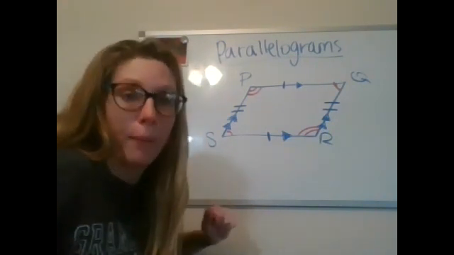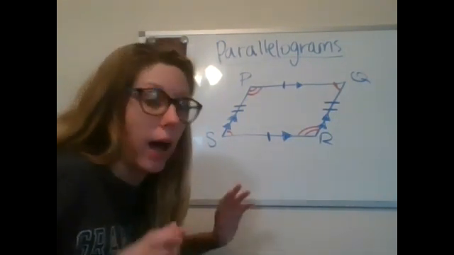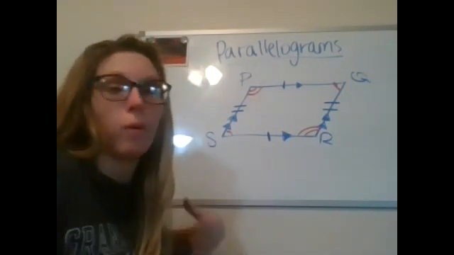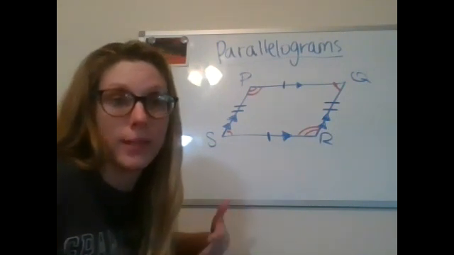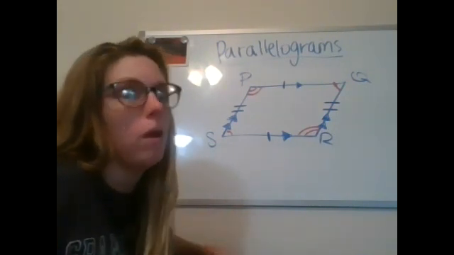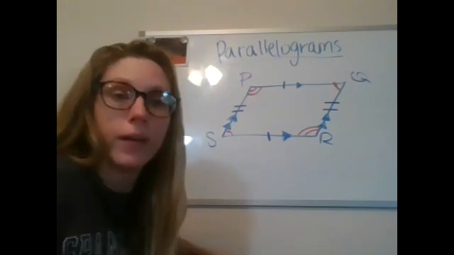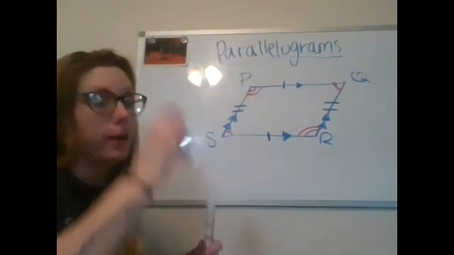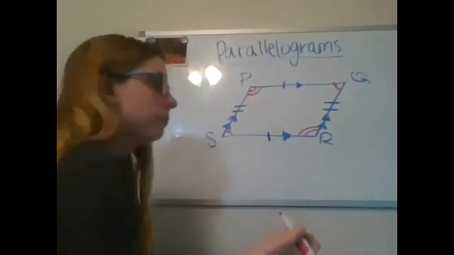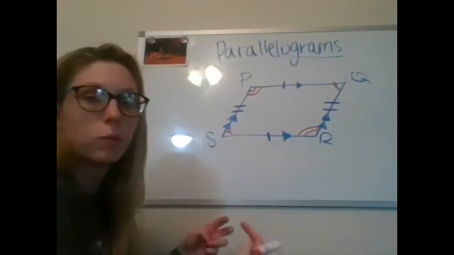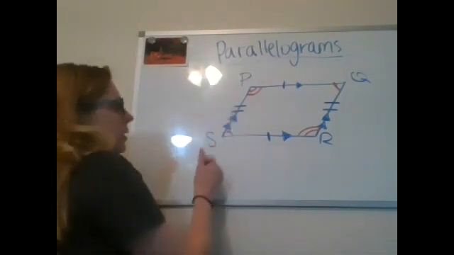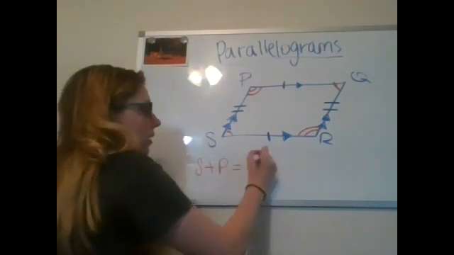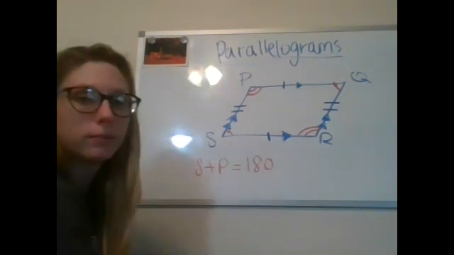The third property says that consecutive angles are supplementary. So if you remember from a while back, we talked about complementary and supplementary angles. It was a long time ago. Supplementary angles are the ones that add up to equal 180 degrees. All right. So consecutive angles would be ones that are next to each other. So S and P. Angle S plus angle P will equal 180 degrees.